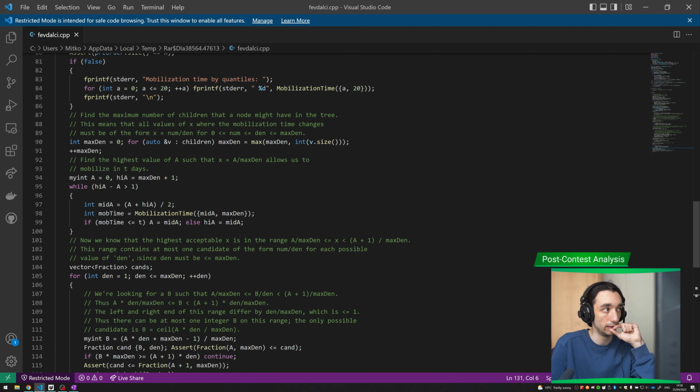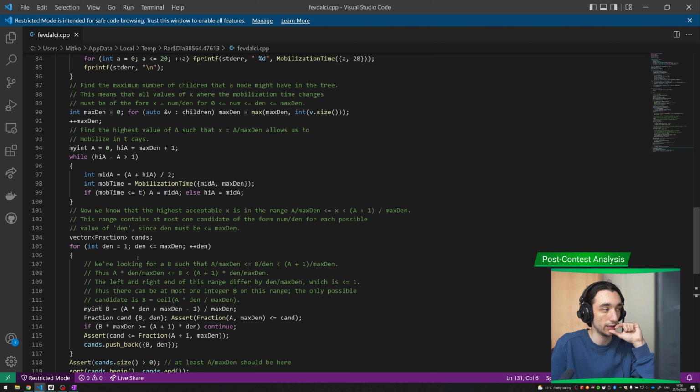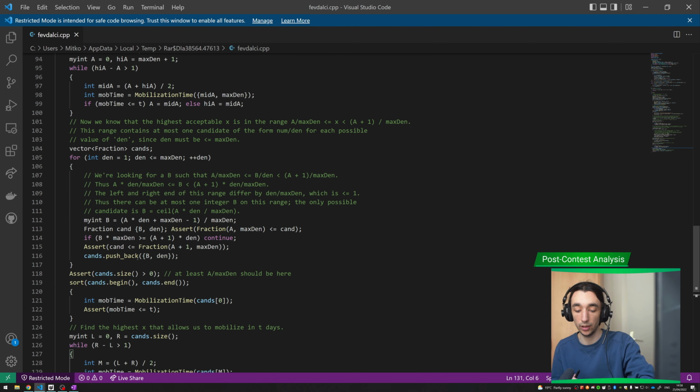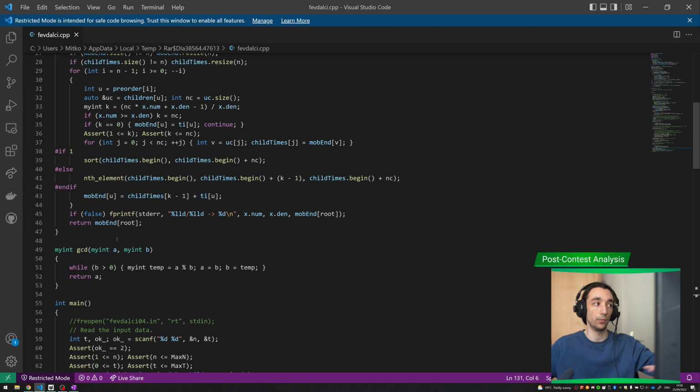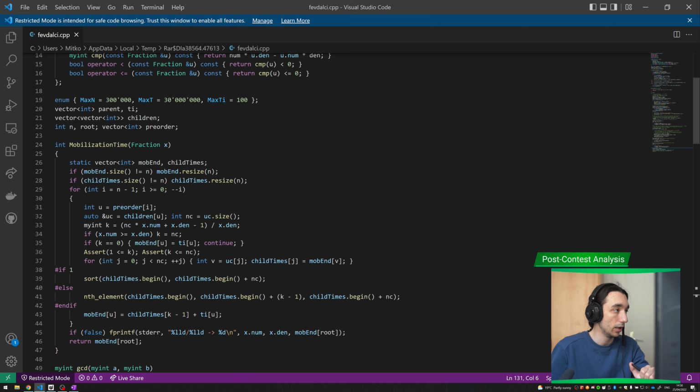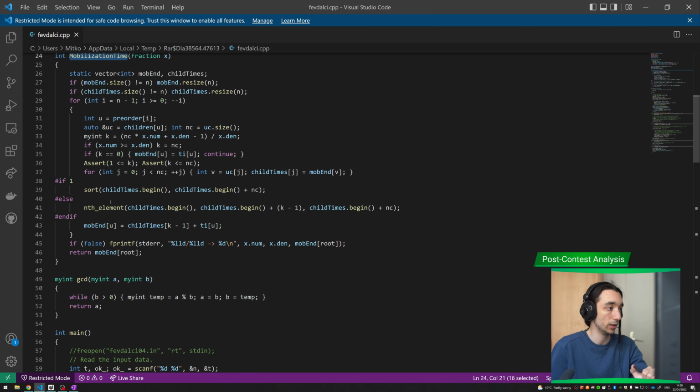And in what time will this work? It will work again in logarithmic time times n log n. Why n log n? Because the DFS just goes upwards, and that is actually what my DFS function does.